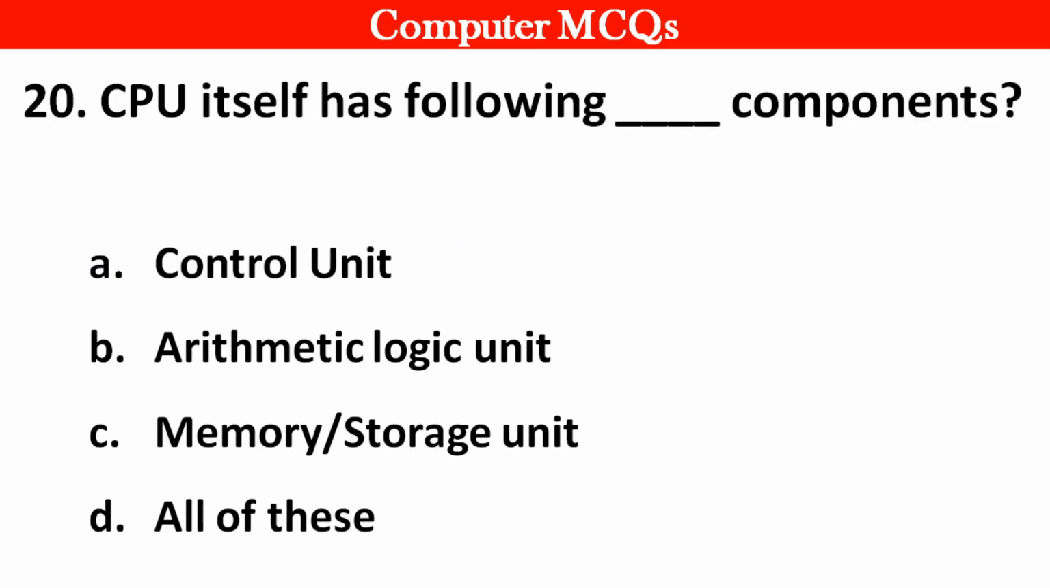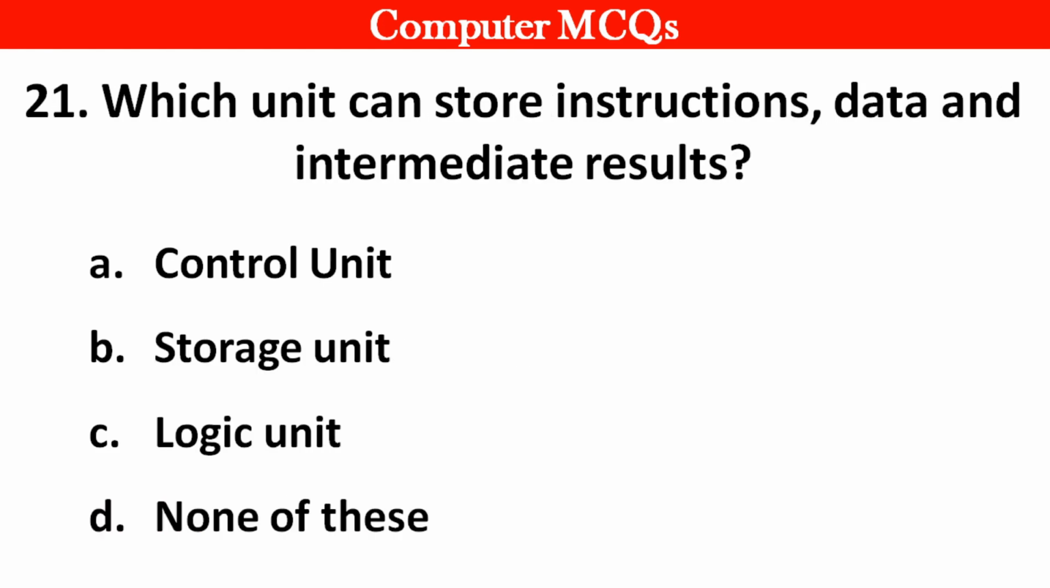Next question, CPU itself has the following dash components. Options: A, control unit; B, arithmetic logic unit; C, memory storage unit; D, all of these. Right answer is option D, all of these. Next question, which unit can store instructions, data and intermediate results? Options: A, control unit; B, storage unit; C, logic unit; D, none of these. Right answer is option B.